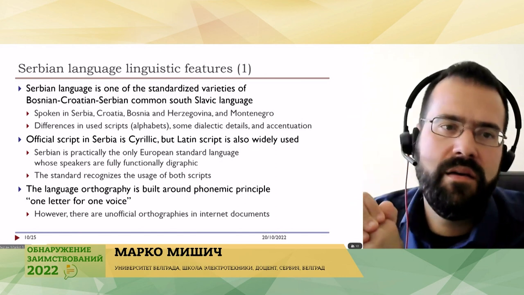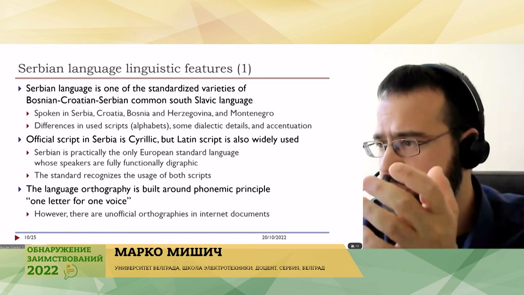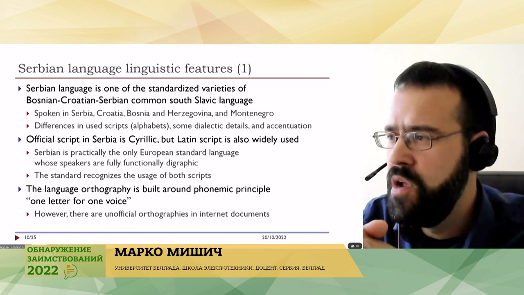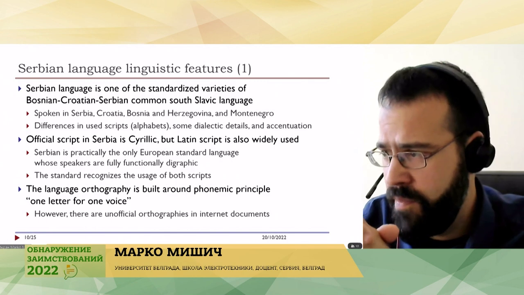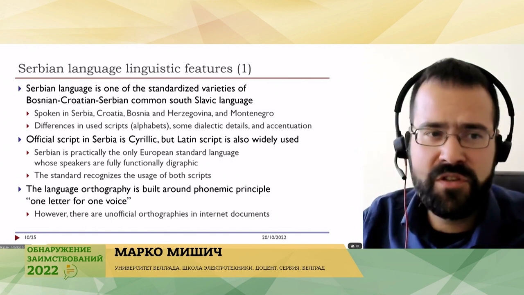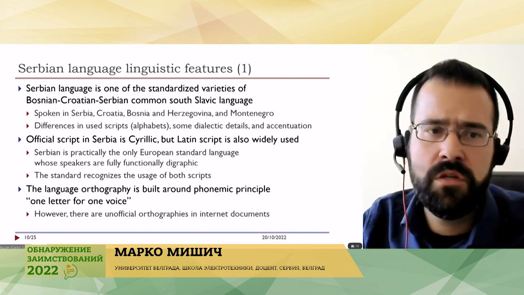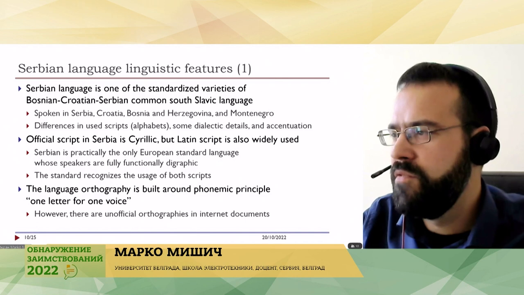Serbian language is not an exception to that, and for that reason, I would like to emphasize several linguistic features of the Serbian language, which can be important in plagiarism detection. First of all, I would like to say that the Serbian language is a part of the much broader language which was spoken in the former Yugoslavia.